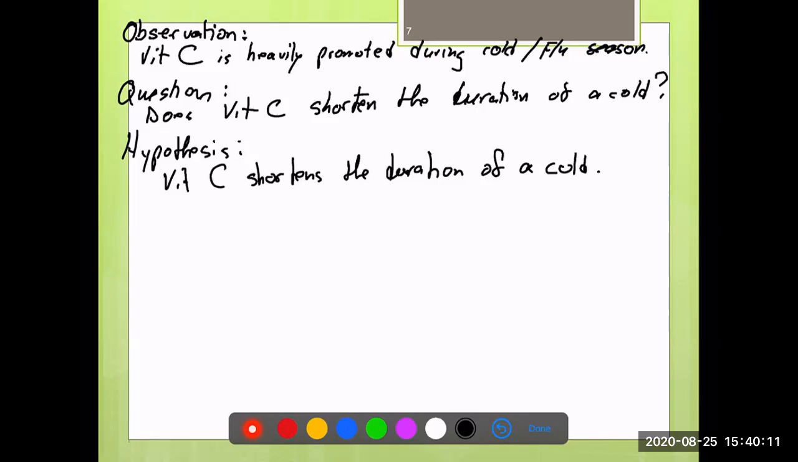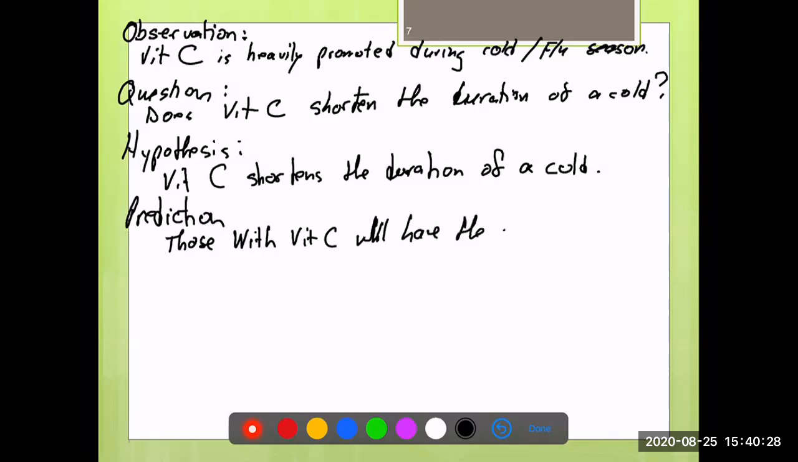Okay, my prediction. Those taking vitamin C, or those with vitamin C, will have the cold a shorter time. So again, I just kind of made this short, but it should be written as an if-then statement. If you take vitamin C, you should have the cold for a shorter period of time.